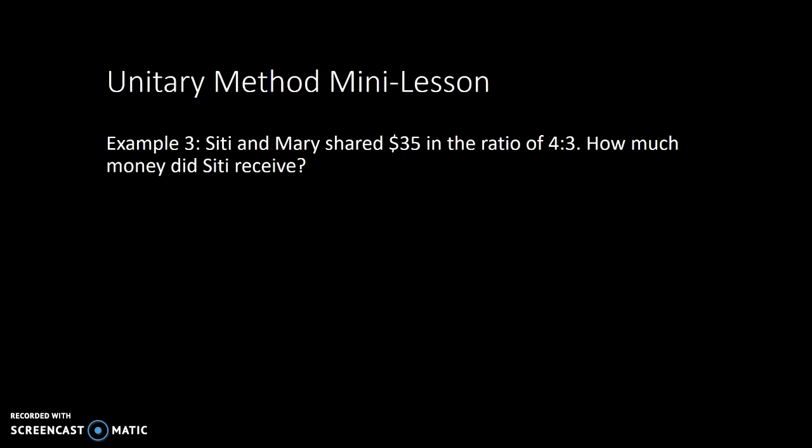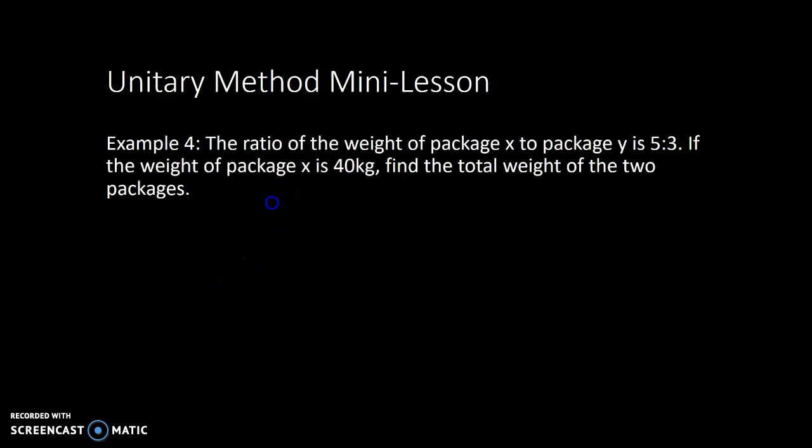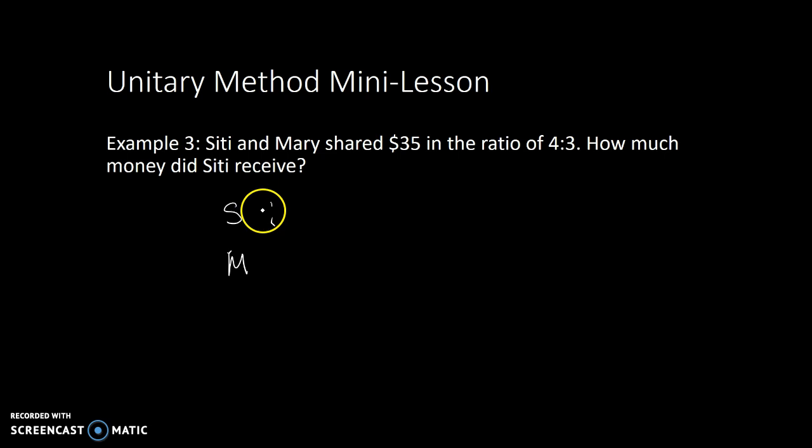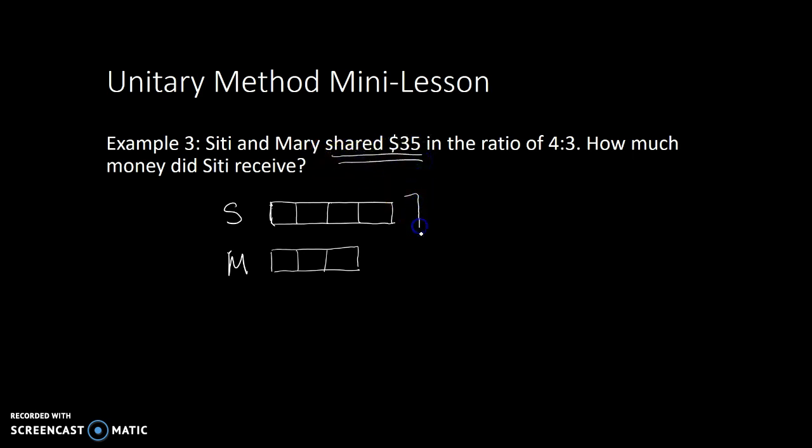So Siti and Mary shared $35 in the ratio of 4:3. How much money did Siti receive? All right, starting off with our bar models again. So there is the model for Siti and Mary. Now this time it says they shared $35. So the total of their units is going to equal 35. And then our question is, how much money did Siti receive? So this is what we're trying to solve for up here.